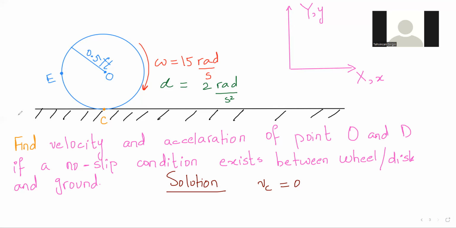Yes. Where is the B point? C is this one. Which one? No, B. You said velocity and acceleration of point O and D. D. Oh, that is a good question. Will it be E? Where is D? Oh, well, I have to look at the problem. That's strange.